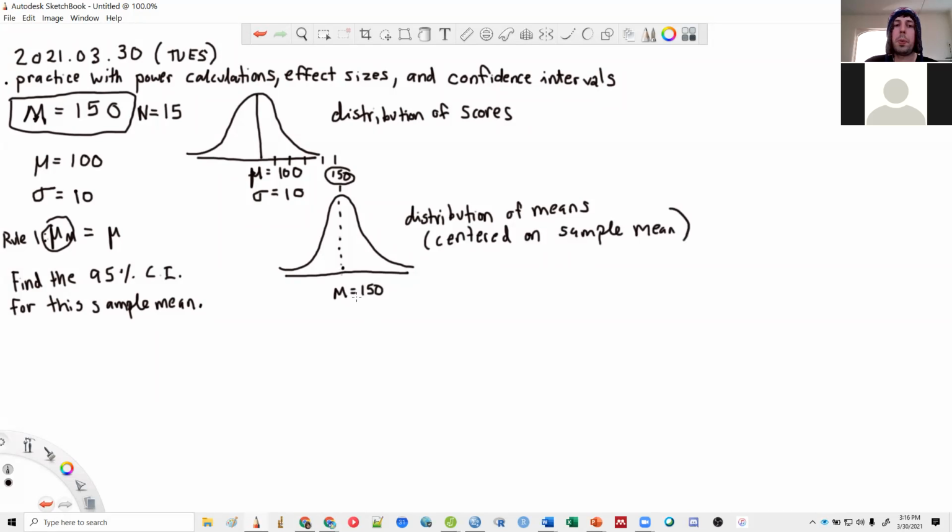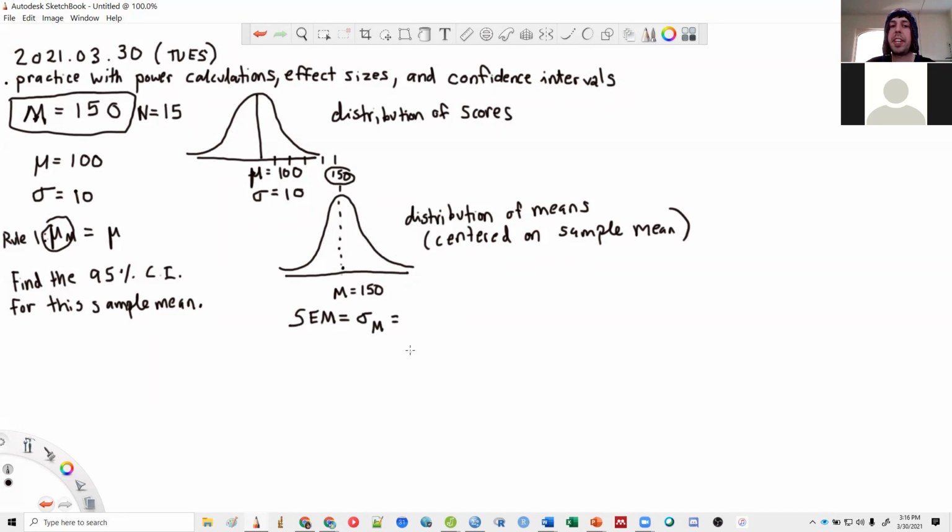So now that we have our distribution that we'll use to calculate the confidence intervals, remember we actually need to figure out the standard error of the mean of this new distribution. So how do we do that? Remember, the standard error of the mean, or SEM, which is the same as sigma subscript m. It's such a common term that we have SEM as the common abbreviation.